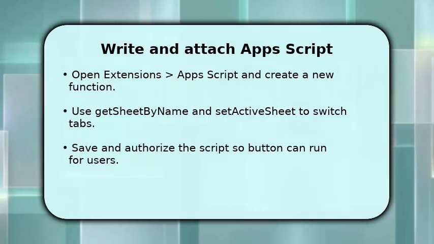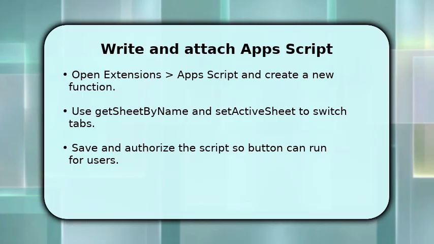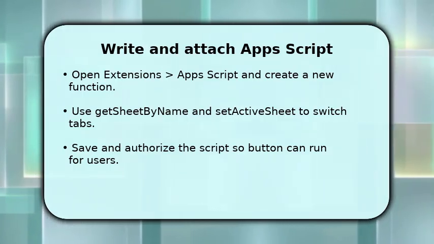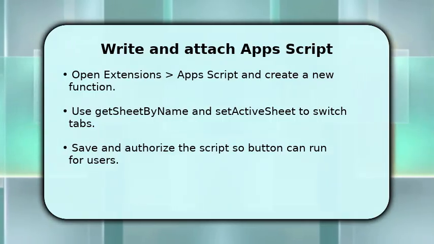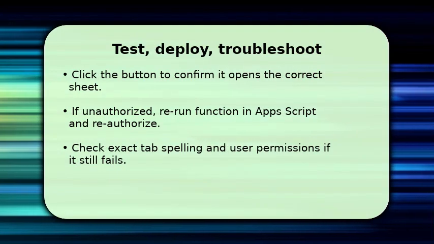Grant the required permissions. Once authorized, go back to the sheet and attach the function name to the drawing via Assign Script, so clicks call that code. You should test the button as the final step. Click it and verify the tab activates.